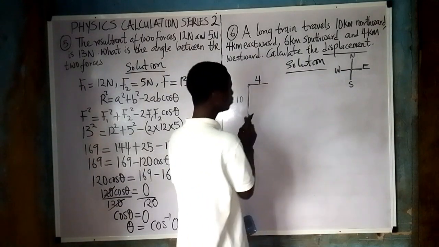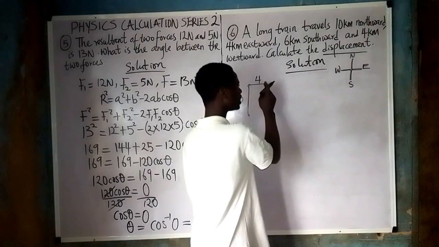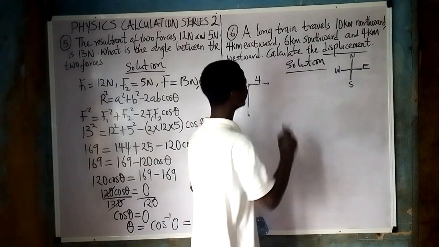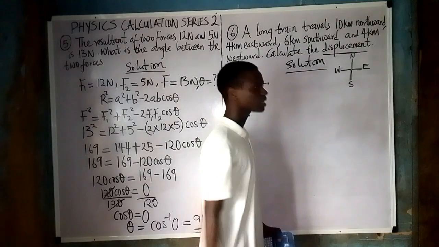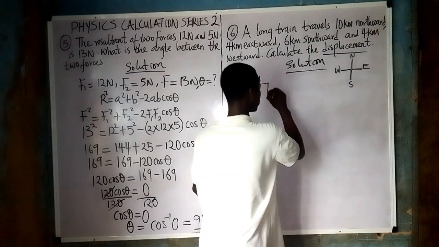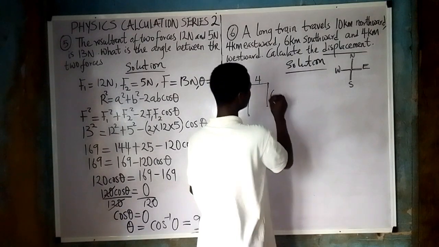Mind you, when you are drawing your diagram, try and be a little bit accurate. This is longer than this. So it's now at this point. Then they said 6 kilometers southward. Which direction is southward? Is it not down? So it then moved downward. Then this way, let's say here, it will say 6.